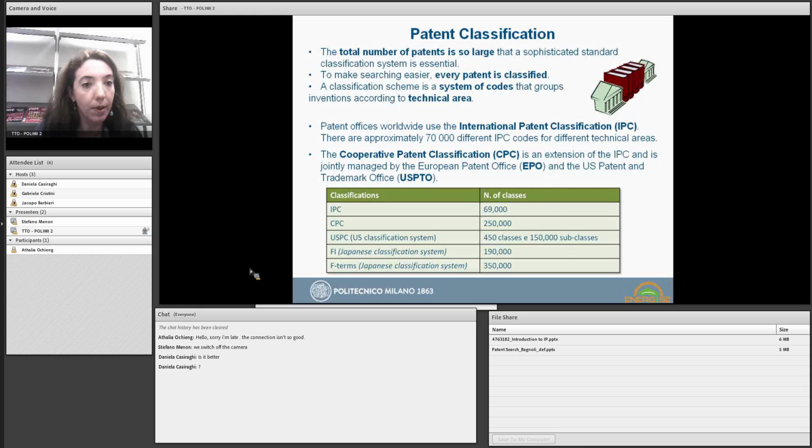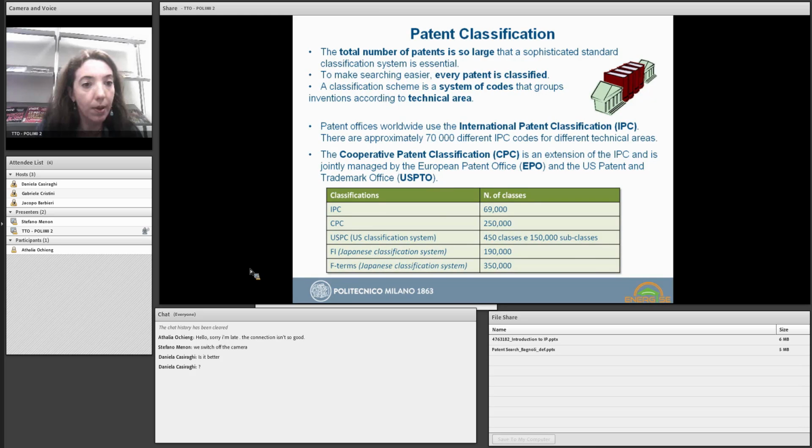So let's introduce the patent classification. The total number of patents is so large that a sophisticated standard classification system is essential. To make the search easier, every patent, each single patent, is classified, and we have a system of codes that groups the invention according to the technical area. So what you have to do is to find out which is the technical area for your invention.